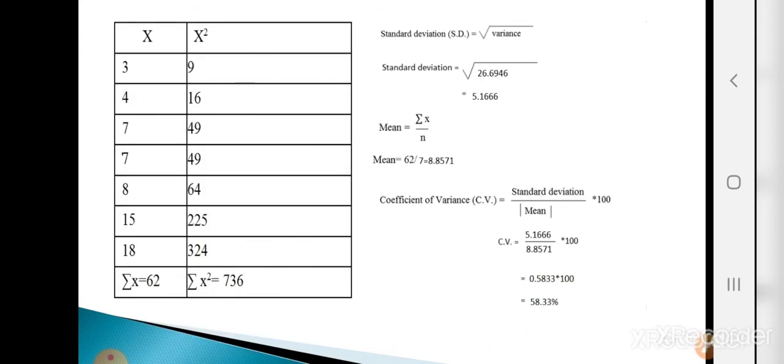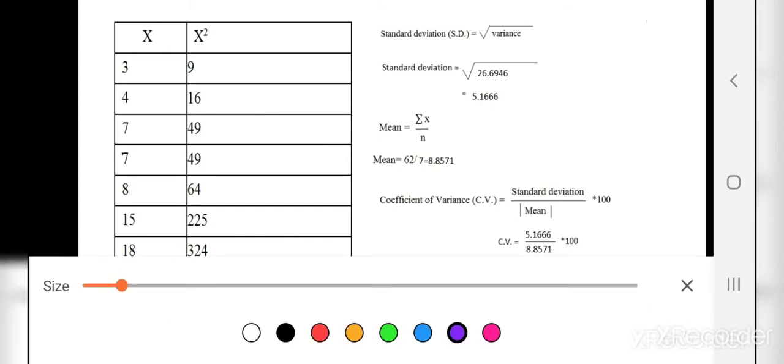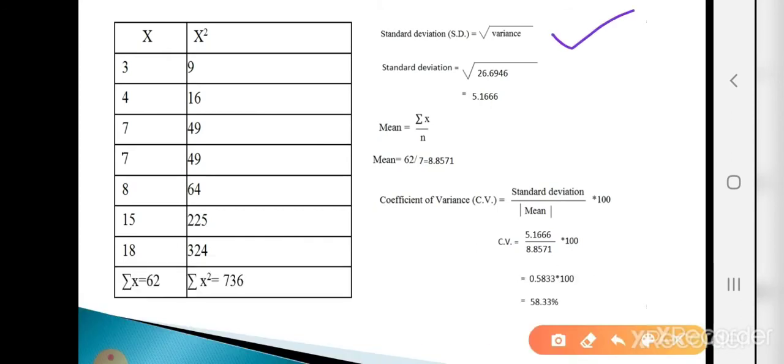Now calculate the standard deviation. How to calculate the standard deviation? Standard deviation formula is the square root of variance. Here the variance value is 26.6946. So the square root of 26.6946 is 5.1666.